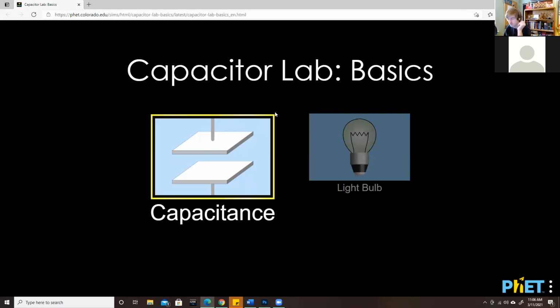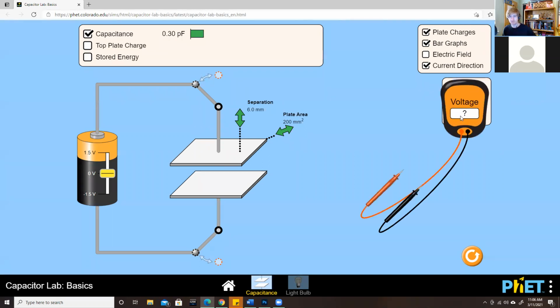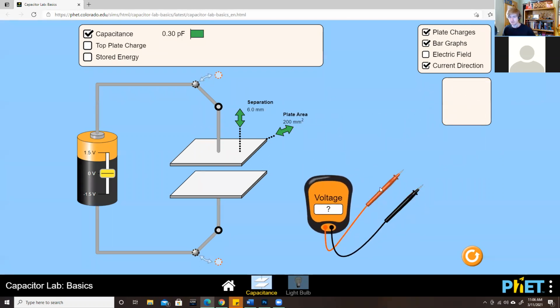And for the first, I want to say half of the lab, we're going to do this capacitance section. So let's click on capacitance. And we have a lot of familiar tools for us. We're only going to be able to measure voltage, and we should, by this point, know how to measure voltage of something in a circuit. So we need to measure across whatever we want to find the voltage difference of.